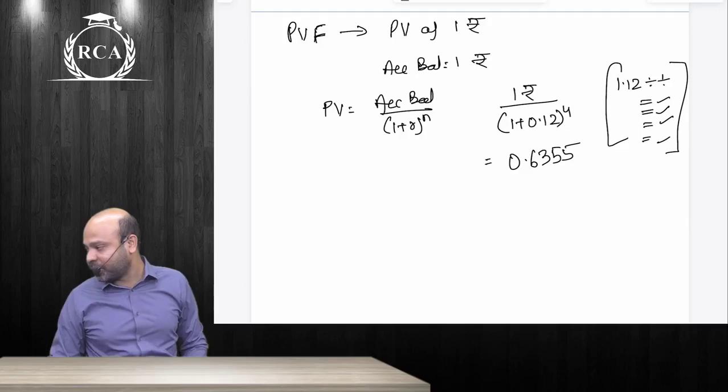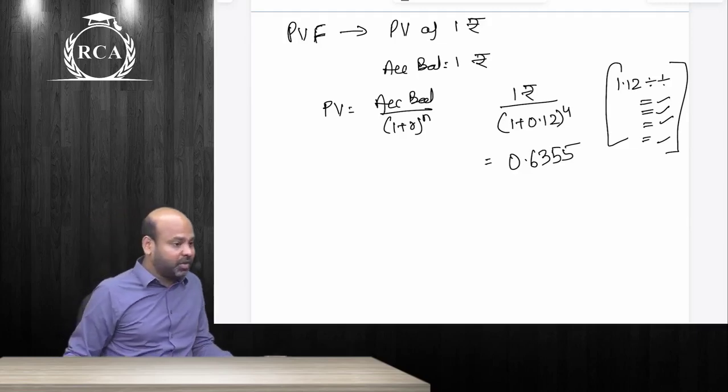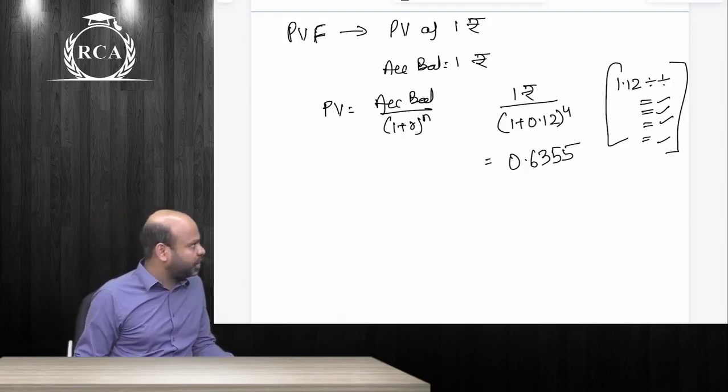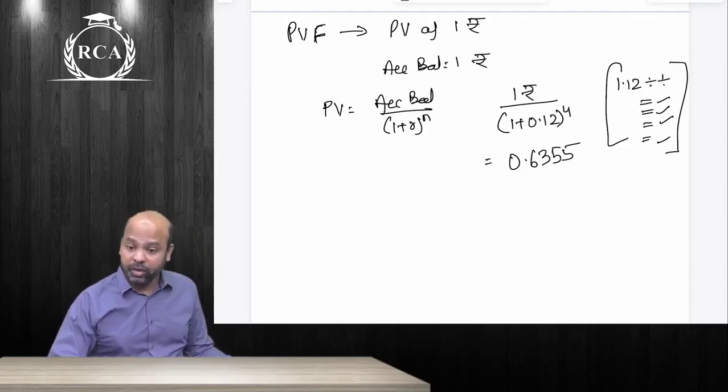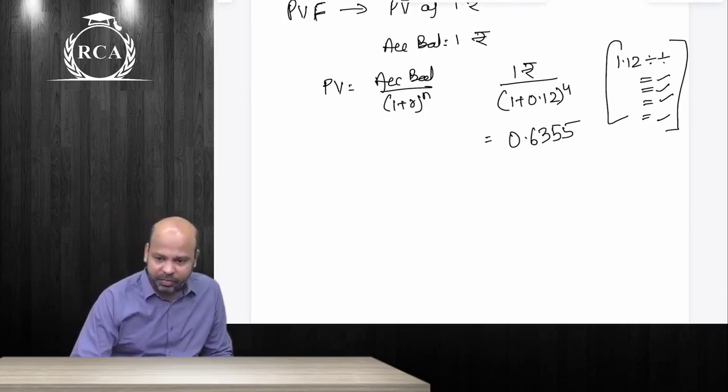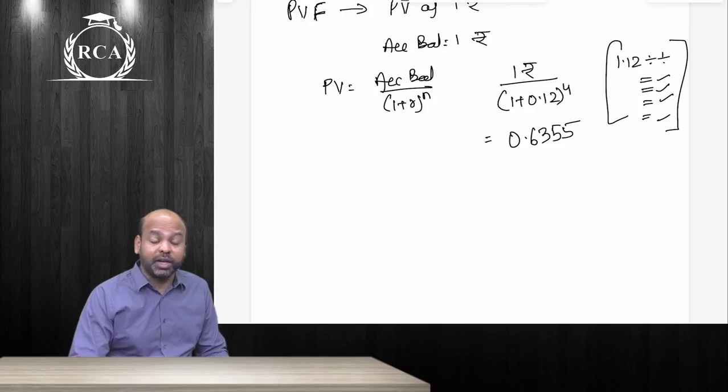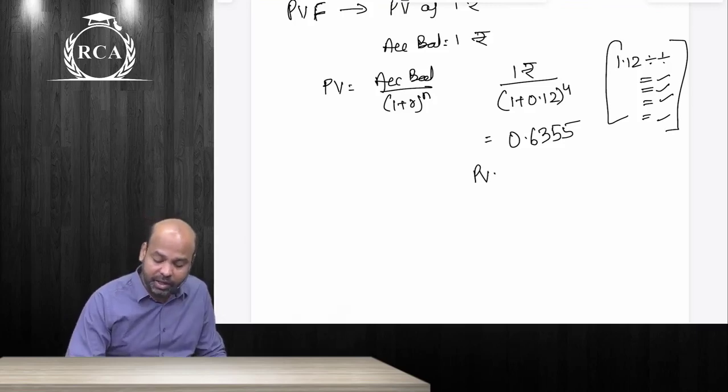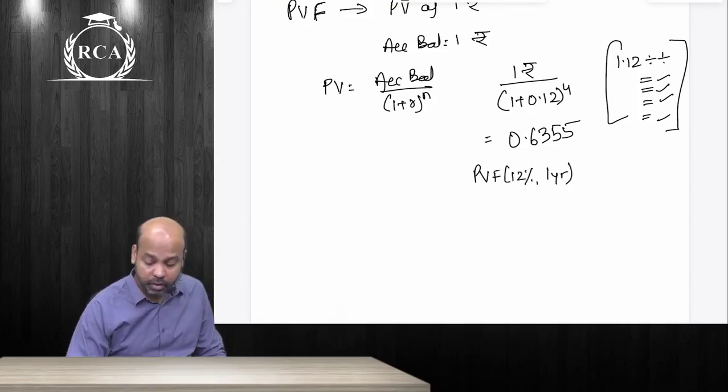0.6355 beta will be the present value factor. So basically, if you deposit 0.6355 rupees today, you are going to receive an amount of 1 rupee. After how many years? 4 years. Provided the rate of interest is 12%. This can be written as present value factor at 12% for the first year. Sorry, fourth year.